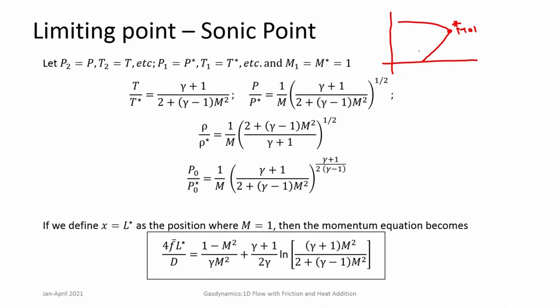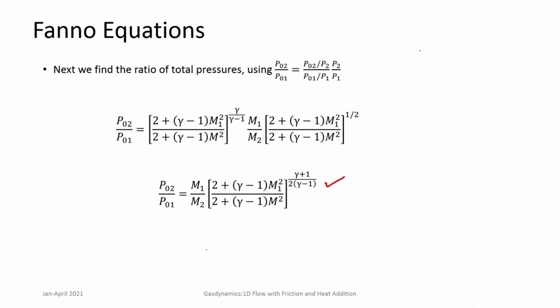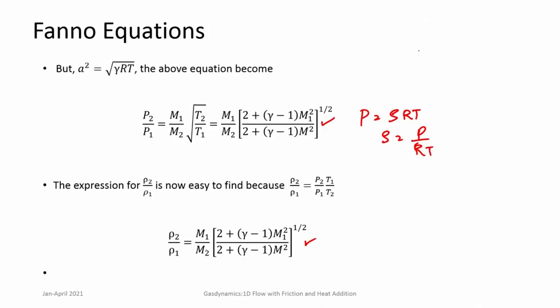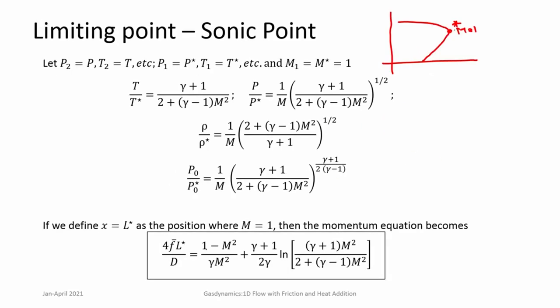So, when you express that, it becomes T by T star. Okay. So, any expression, say P2 by P1, rho 2 by rho 1, if you take the reference point as the star point, which for a Fanno curve is that unique particular point where Mach number will be equal to 1, then you can express all the parameters in terms of this particular point, that is the sonic point. So, T by T star, P by P star, rho by rho star, P naught by P naught star.